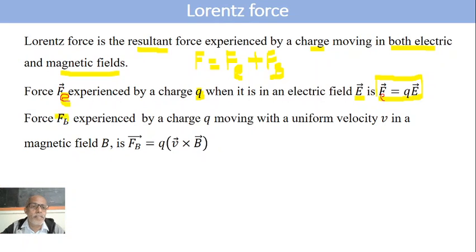Now, let Fb be the force experienced by the charge Q moving in the magnetic field B with a velocity V. Then the force experienced is Fb equals Q into V cross B. This is the force experienced by the charge moving in the magnetic field in the vector form. The resultant is the Lorentz force. It can be represented by F or Fl.